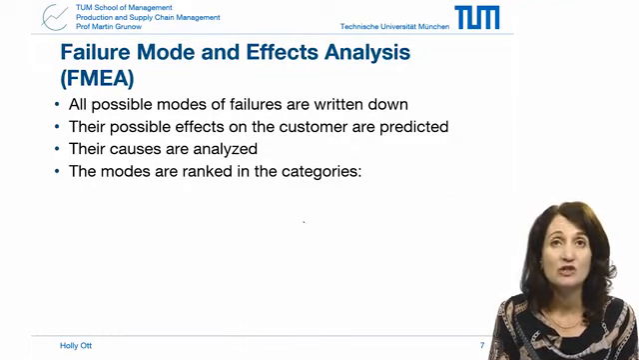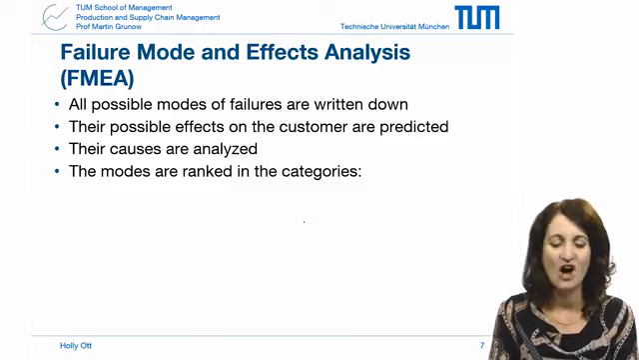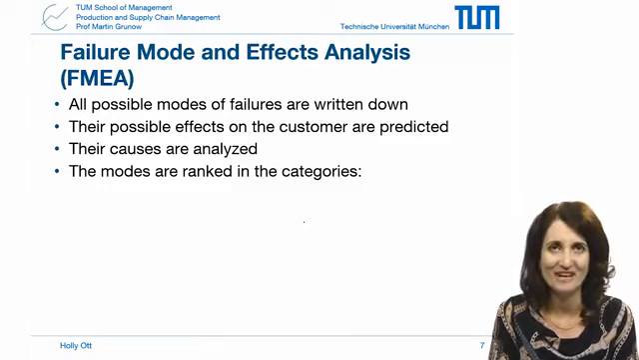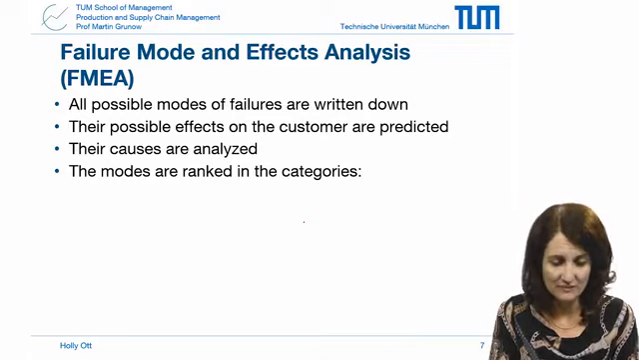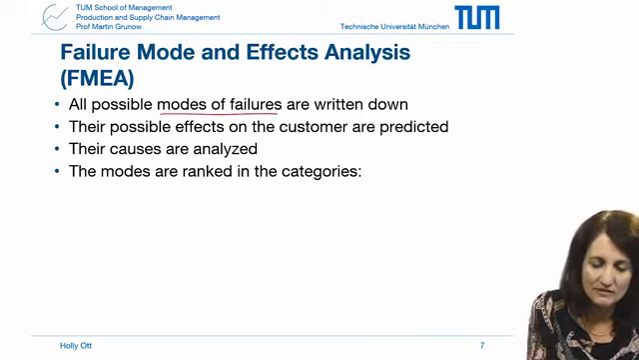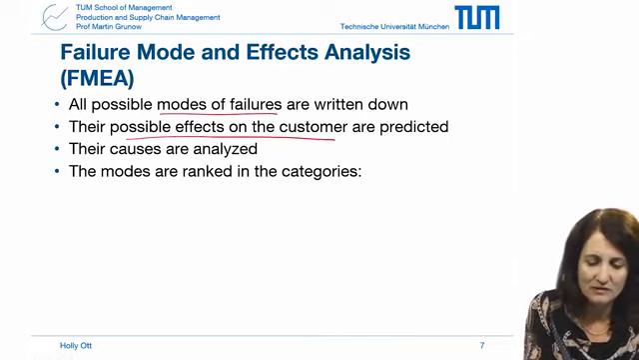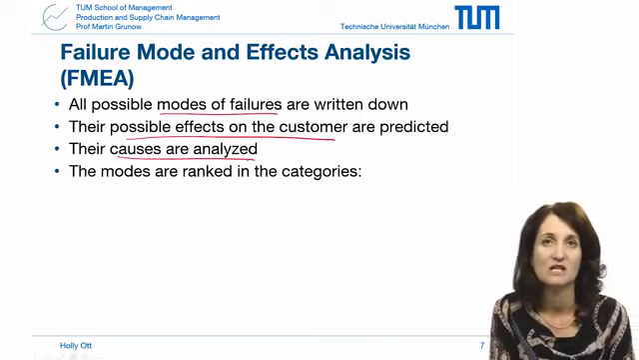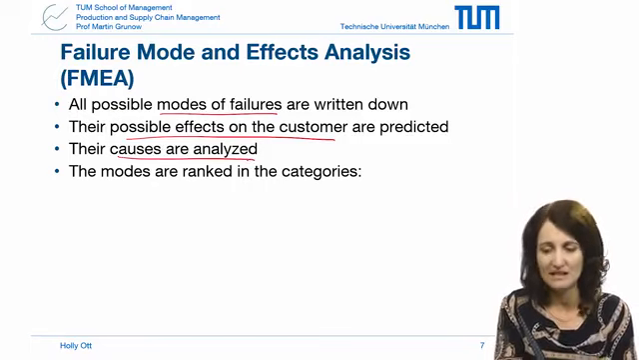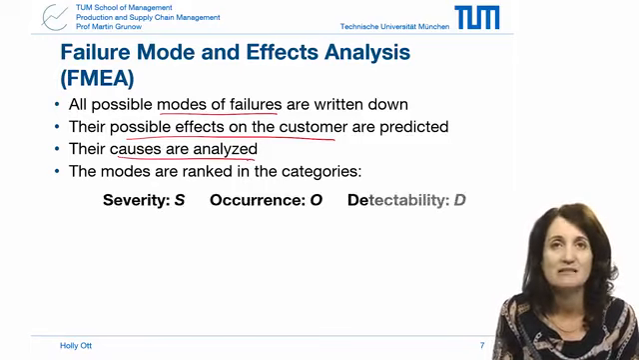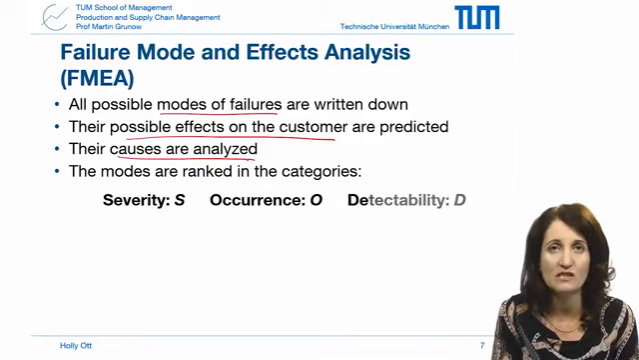So to actually do an FMEA, you need paper. All possible modes of failure are written down. Their possible effects on the customer are then predicted, and their causes are analyzed. And then you rank the modes in the categories severity, S, occurrence, O, and detectability, D.